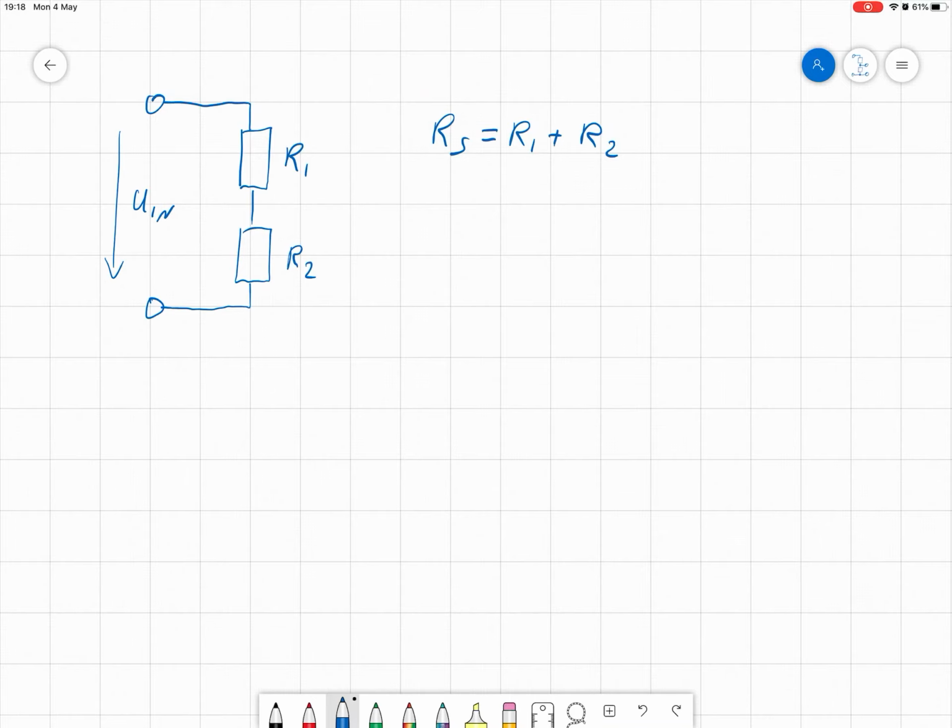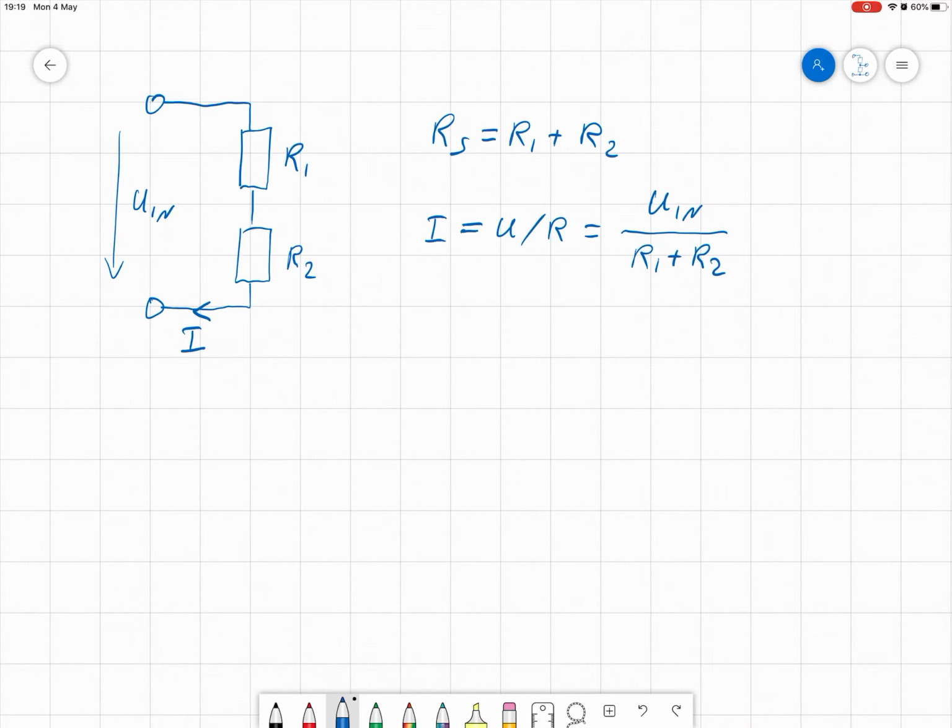You may also remember Ohm's law, which says that the current flowing through a resistor is equal to the voltage divided by the resistor. If we now insert Rs into this equation, we find that the current flowing through our voltage divider, the current I, is the input voltage U in divided by R1 plus R2.